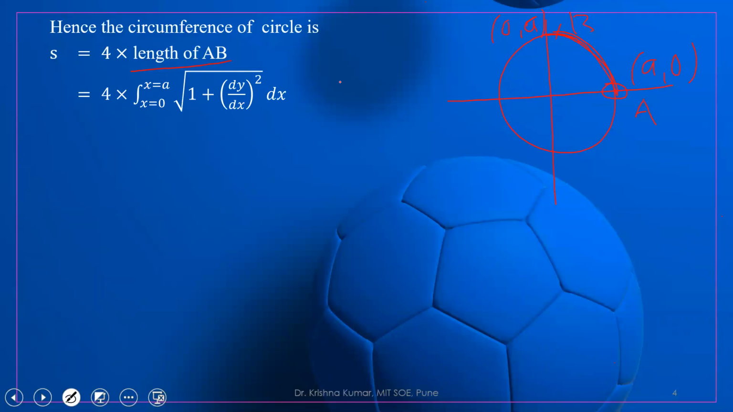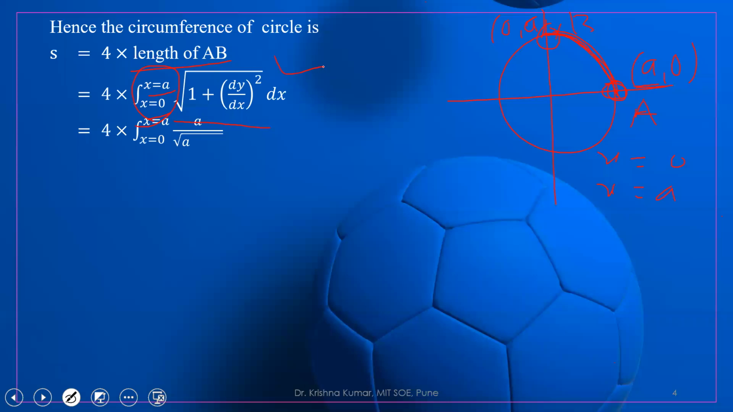So what is the limit? The limit is x. x varies from, what is the minimum value of x? It is x equal to 0, so x equal to 0 to x is equal to a. Either way we can put it from there and there. Here the value is x is equal to a, and here the value of x is 0. Because length is always positive, we can consider from this to this or this to this. So here the limit of the integral is x is equal to 0 to x is equal to a, root over 1 plus dy dx whole square with respect to x.